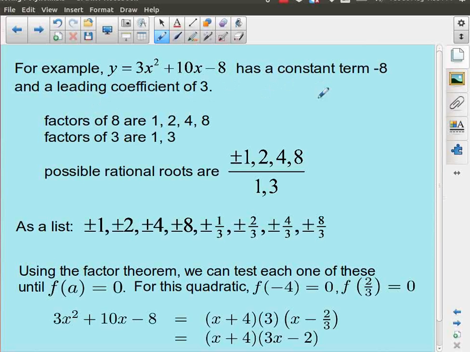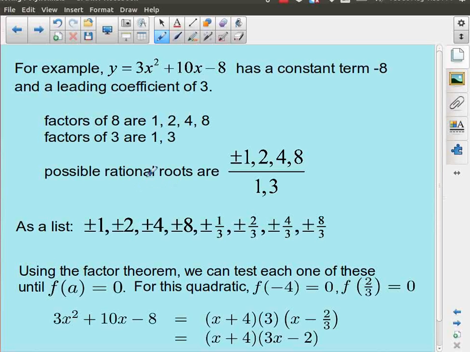Okay, so here is an example that I've already worked out, just to show you that we've got a constant term here of -8. We actually don't care about the sign, so there's our constant term, so it's 8. And the leading coefficient of the highest order polynomial, or the highest order term, is 3. So the factors of 8, what numbers go into 8? 1 and 2 and 4 and 8 all divide into 8. The factors of 3 are 1 and 3.